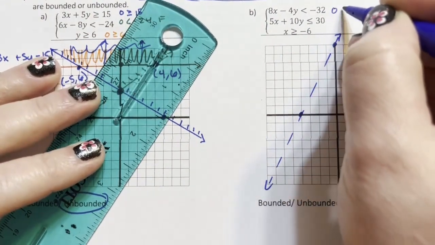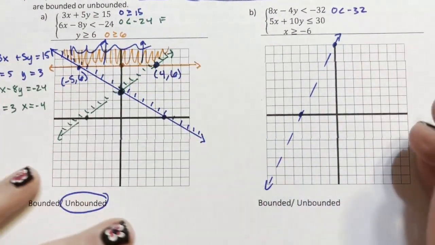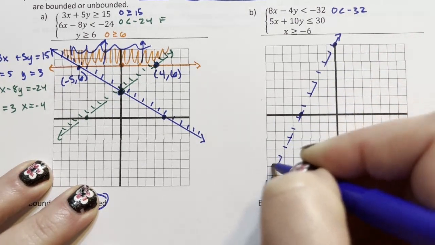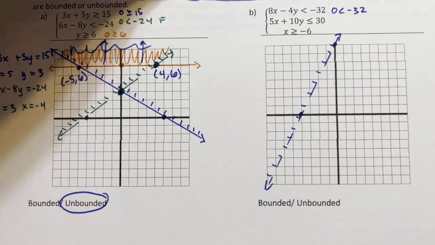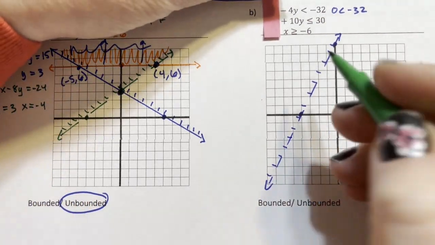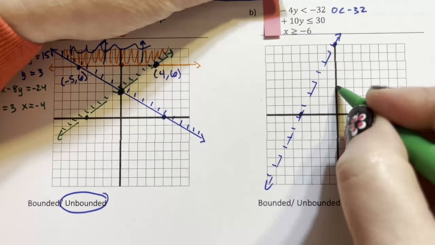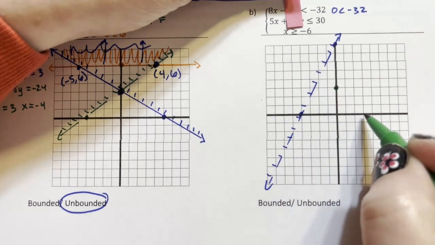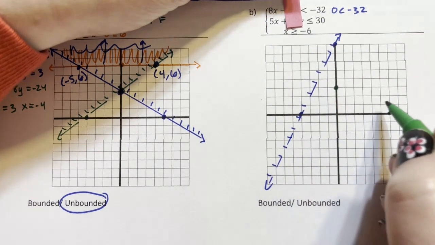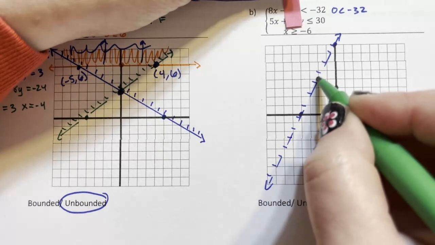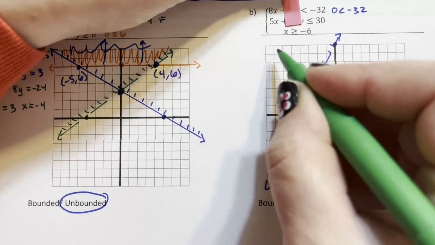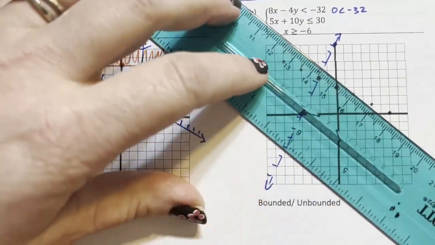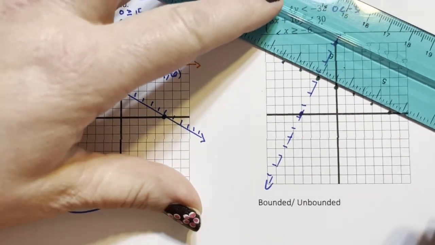If my test is 0 less than negative 32, the answer to that is no. So again, I'm going to do that. For our next line, if I cover up the x, positive y, 30, y is at 3. If I cover up the y, 30 divided by 5 is 6. 1, 2, 3, 4, 5, 6. I can see my slope here, there's our point right there. This one has the equal sign, so I'm going to make it solid.